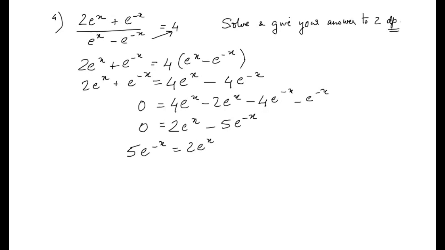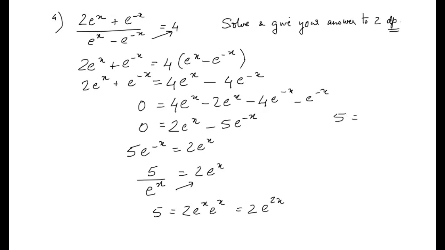So how do you do that? You make it a reciprocal. So if you take e to the power of minus x to the denominator, it becomes 5 over e to the power of x is equal to 2 e to the power of x. If I cross multiply now, I get 5 is equal to 2 e to the power of x into e to the power of x, which is 2 times e to the power of 2x. So what I have here is 5 is equal to 2 e to the power of 2x.